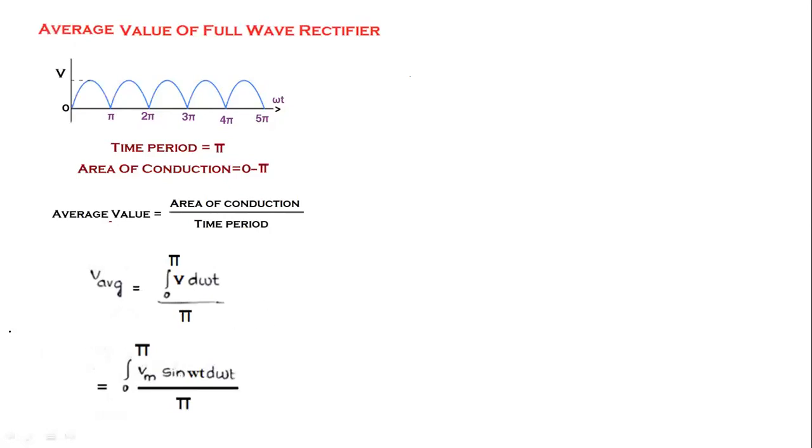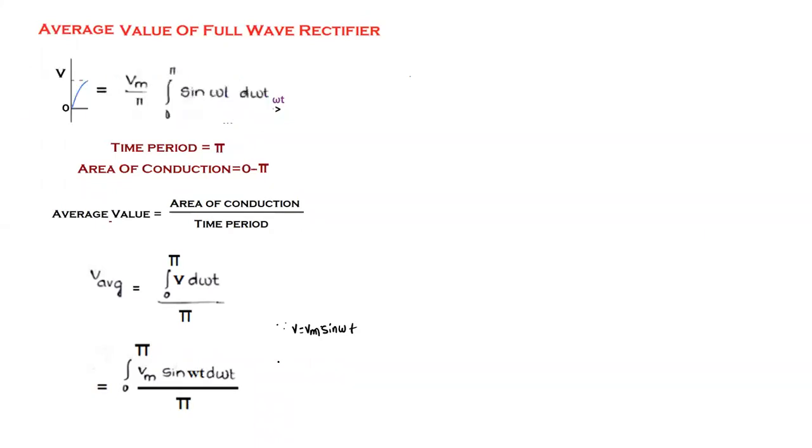Since the instantaneous value formula is V is equal to Vm sin omega t, we replace V by Vm sin omega t with respect to d omega t divided by pi here. Now we'll see.